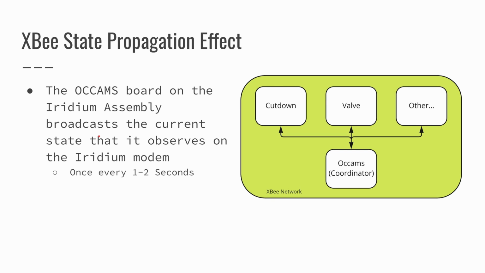Like I mentioned, the XBee network is downstream of the Iridium, so it basically has the same problem. It just gets propagated down. Once every 1 to 2 seconds, we're transmitting out to all the endpoint devices, hey, this is the current state, so that all of the devices know the current state and have the current state.